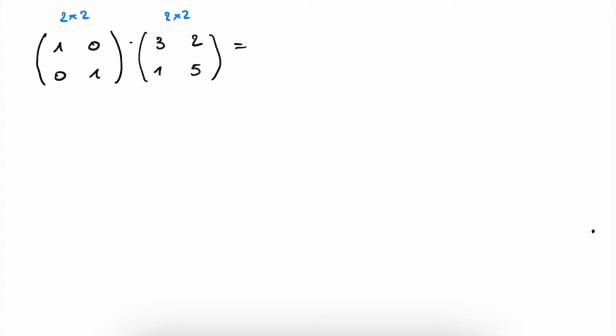The second step is to look at what size of matrix the result will be. To do this, we look at these two outer numbers. And we see that the resulting matrix will be a 2 times 2 matrix. And for a 2 times 2 matrix, we'll have to calculate 4 elements. Let's now do this and see how this matrix multiplication works in practice.